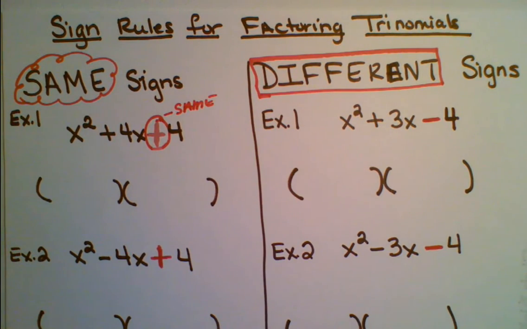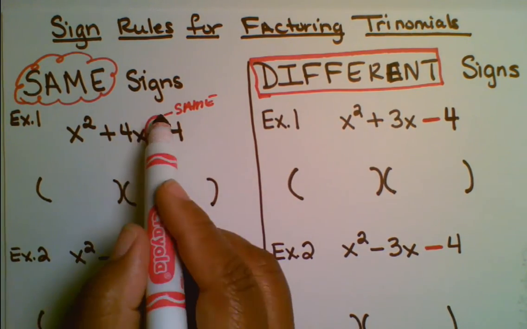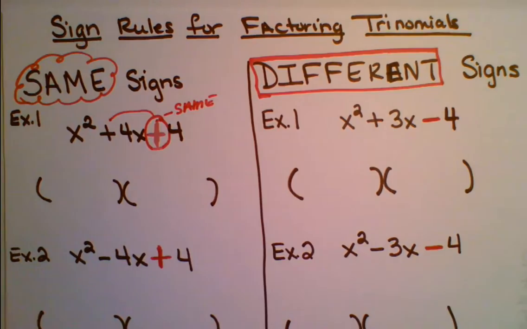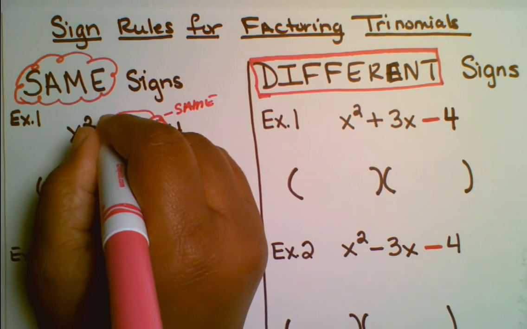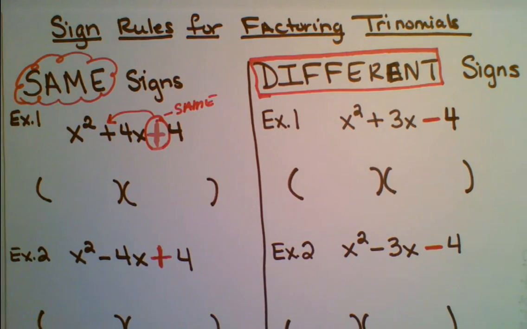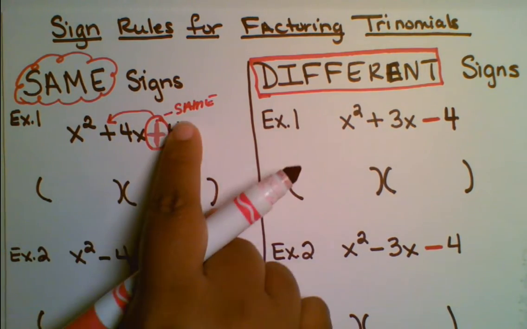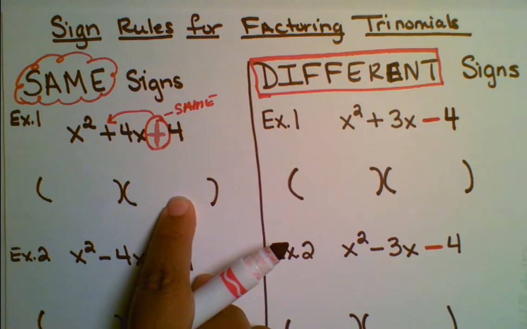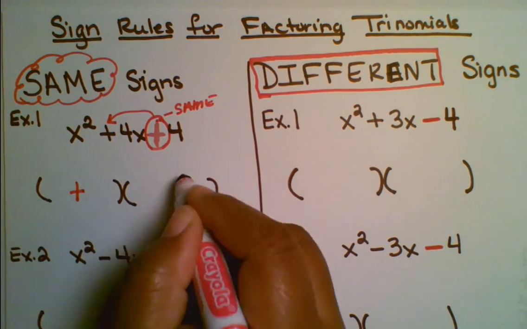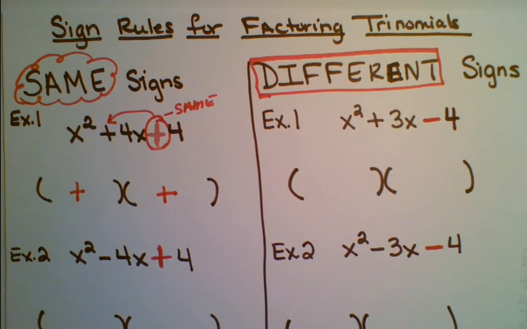So how do we determine what same signs we're going to use? Will it be two positives or two negatives? Well, we have to use the case that matches the middle term. So we have to look at the middle sign there. So we have a plus sign for this first example, x squared plus 4x plus 4. Signs are going to be the same in the parentheses. We're going to have the same positive signs.